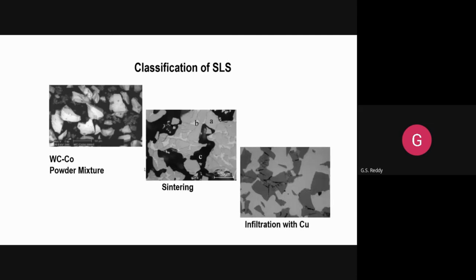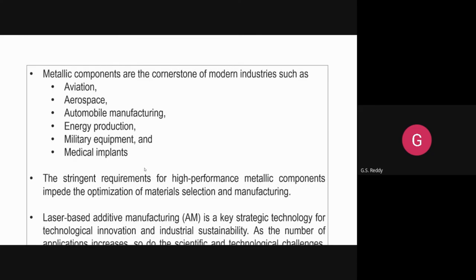Here the top left is the tungsten carbide cobalt powder mixture, and after sintering you can see the liquid phase that penetrated into the voids. The infiltration has occurred. In the last picture, the infiltration of the copper into the voids has penetrated.